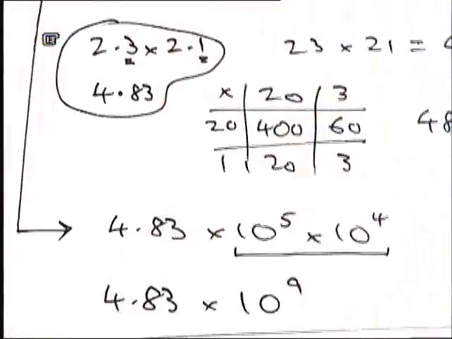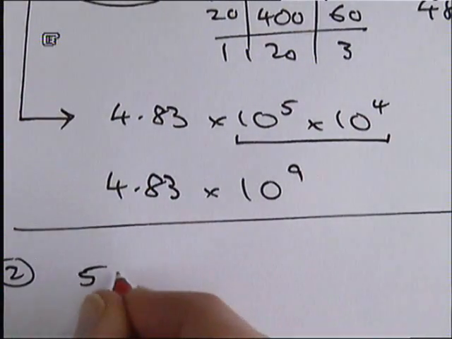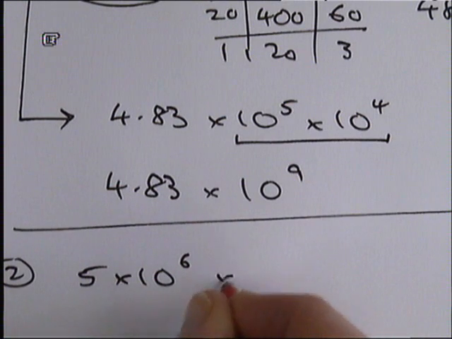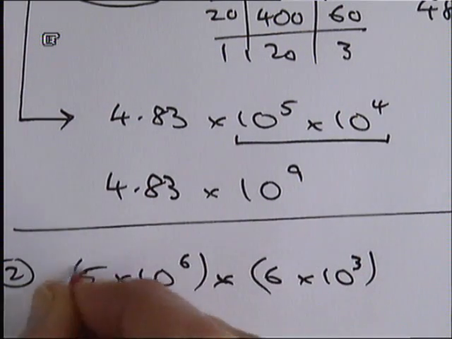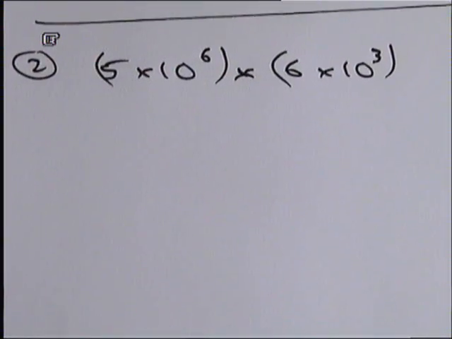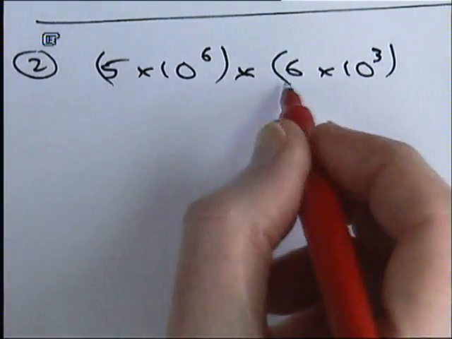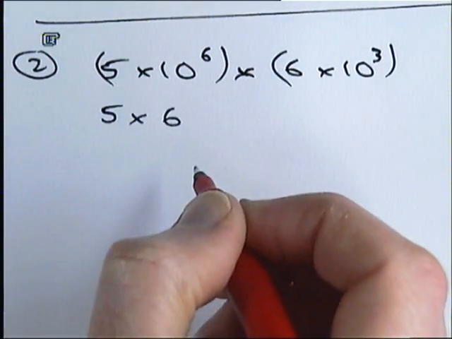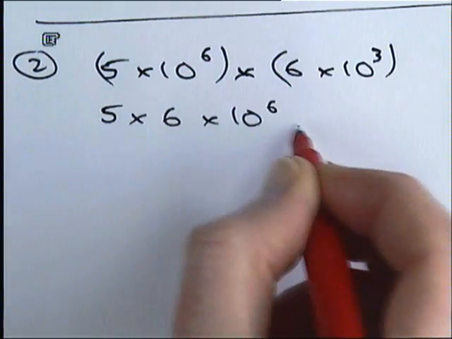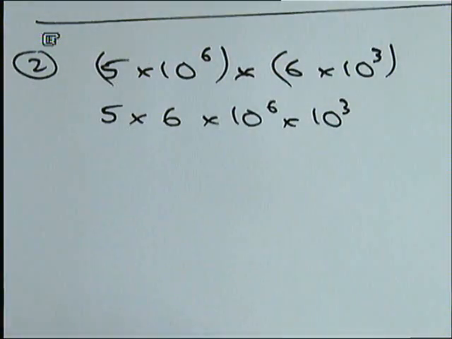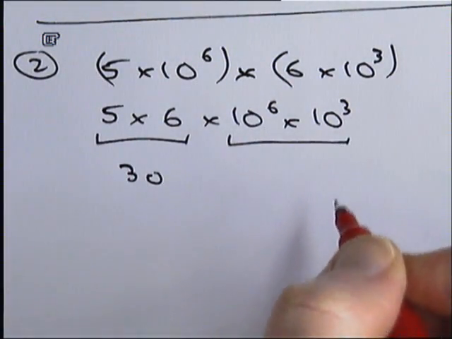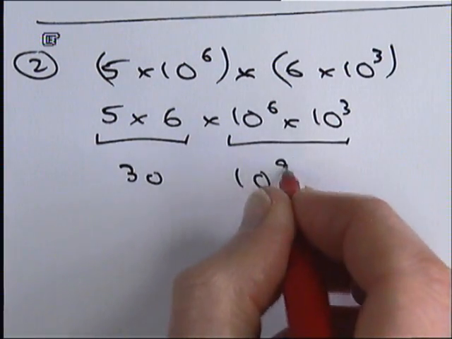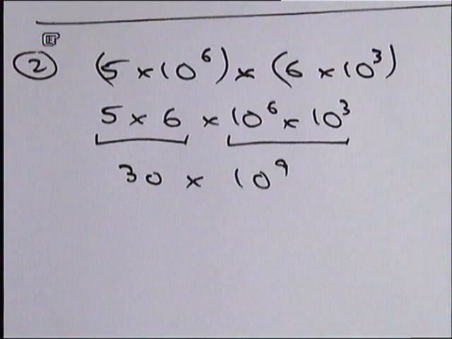If I look at a second example, 5 times 10 to the power of 6 times by 6 times 10 to the power of 3. You don't need the brackets here, but often you will find brackets in these questions. I'll do what I did last time. I'll write down the normal numbers first. 5 and 6 are being times together. Then 10 to the power of 6 and 10 to the power of 3 are being times together. 5 6s are 30. If I times those together, I would just be adding the powers. So I get 10 to the power of 9. 30 times by 10 to the power of 9.